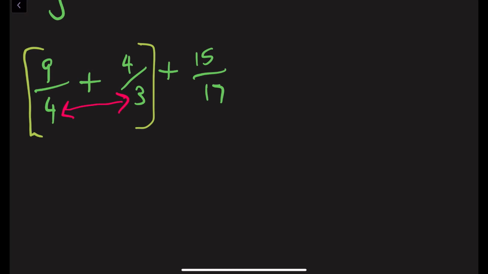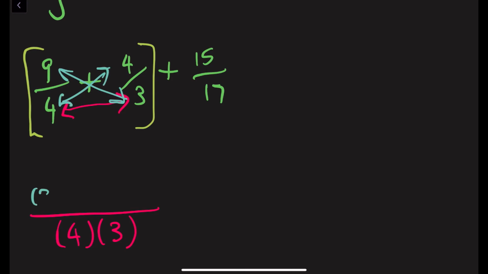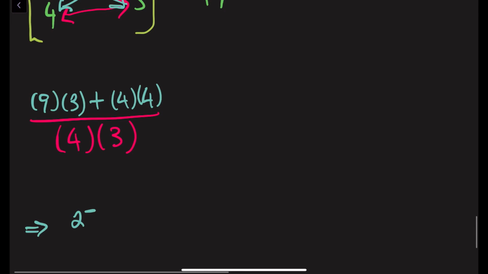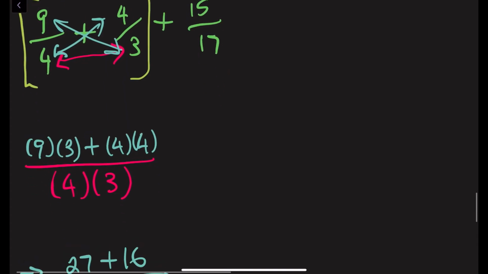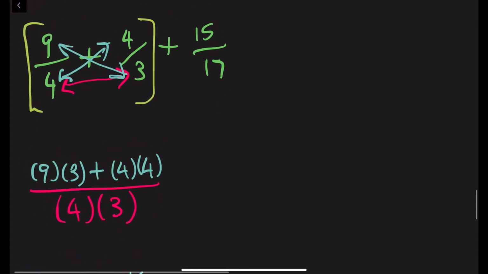We can just apply the general formula that we've been using. We have 4 over 3, so in the denominator 4 times 3. Then we have 9 times 3 in the numerator and 4 times 4 also. So we'll have 9 times 3 plus 4 times 4. This will give us 27 plus 16 all over 12, so 27 plus 16 is 43, all over 12. That can't be simplified now, so that's our sum for the first part.